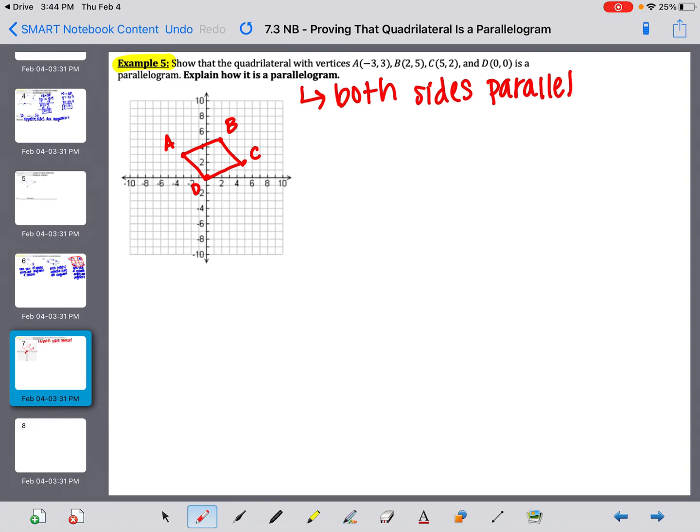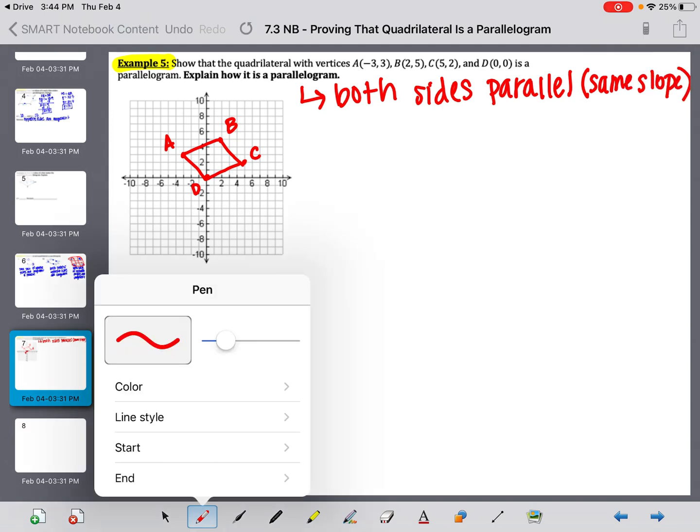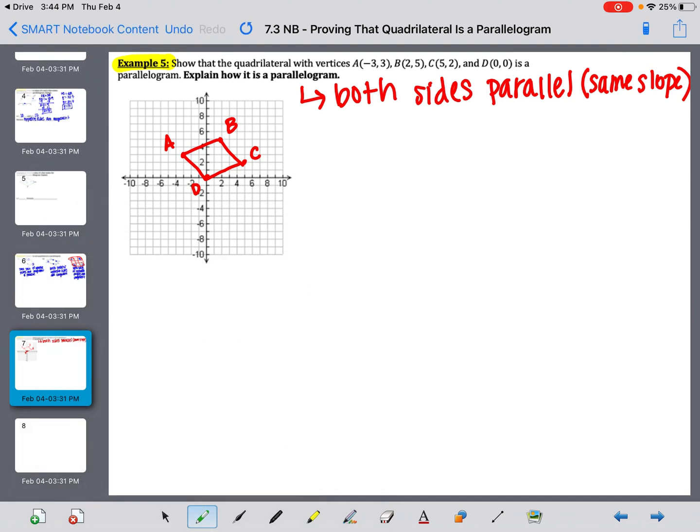And if you think back to chapter 3, hopefully you remember that parallel means that they have the same slope. So what I need to do is show that segments AB and DC have the same slope. And then I also need to show that AD and BC have the same slope. Okay, let's first start by finding the slope of AB.